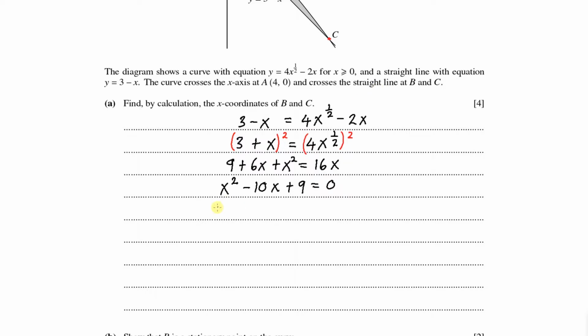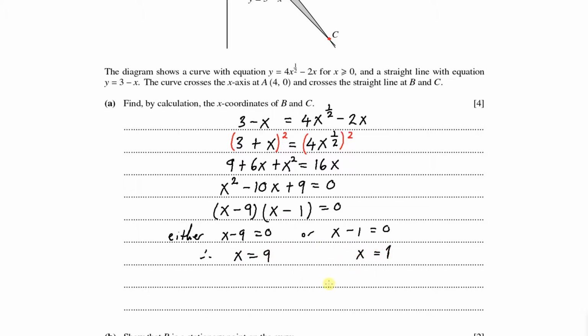So from here I'll factorize. I'll have x here and x here, and factors of 9 whose sum will give me minus 10 should be minus 9 and minus 1, which therefore means that either x minus 9 is equal to 0 or x minus 1 is equal to 0, and therefore we get the value of x coming out as 9, and here the x value comes out as 1. So the x coordinates of B and C are x is equal to 9 and x is equal to 1, and that's the answer to part A.